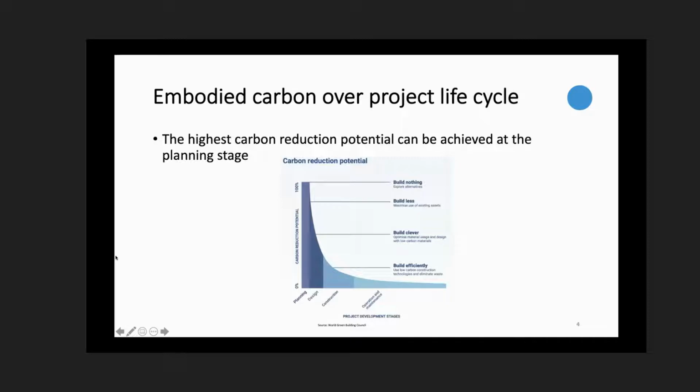But not to mention that, even though it cannot be used for detailed analysis and can't give you the exact number of the embodied carbon footprint of your building, that planning stage, early design stage, is a very powerful stage that can lead to the highest carbon impact reduction.